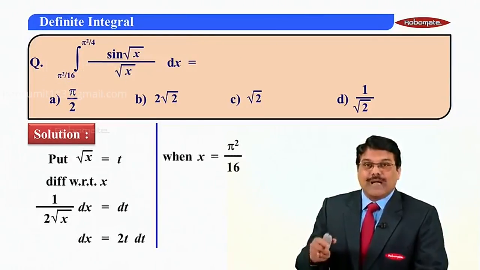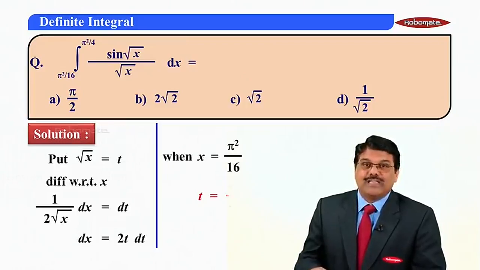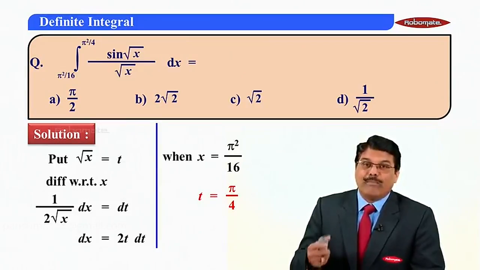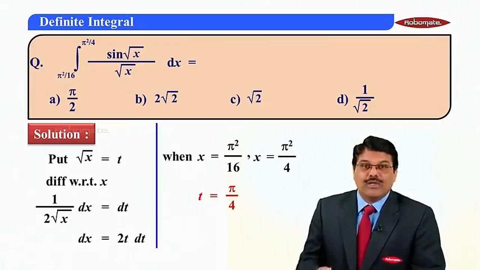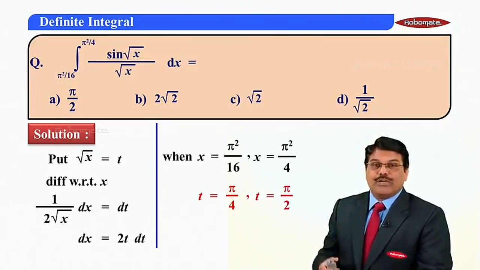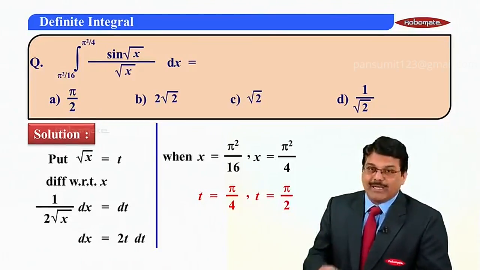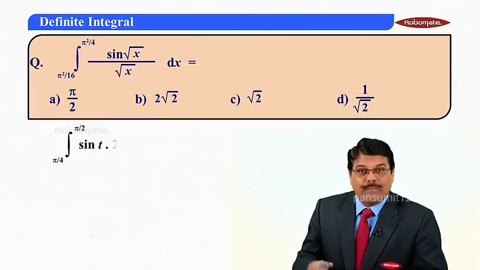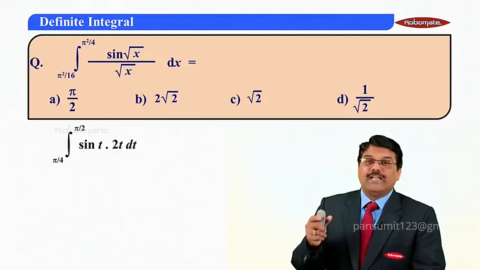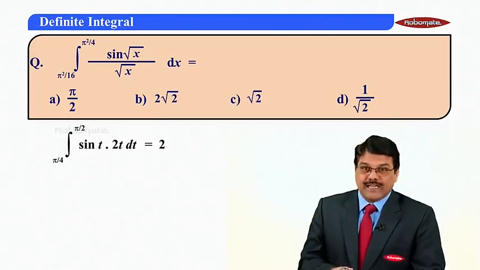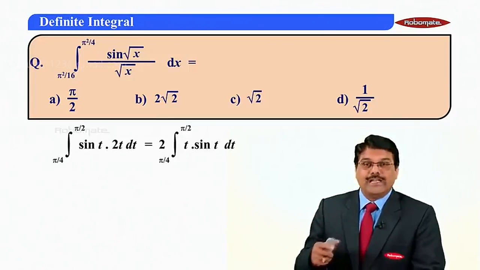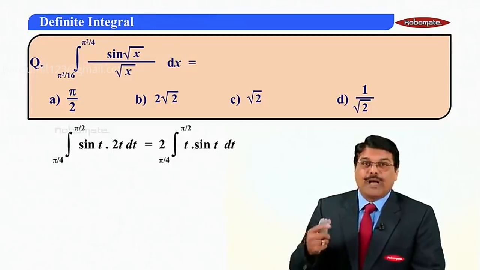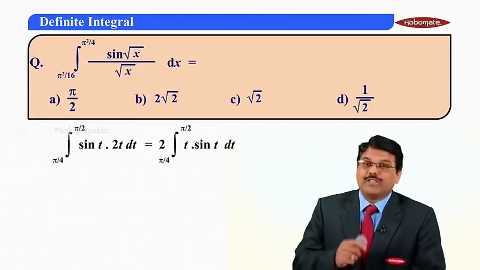So when x is equal to pi square by 16, the value of t, that is root x, will become root of pi square by 16, that is pi by 4. So when x is equal to pi square by 4, t becomes root of that, that is pi by 2. And therefore now the given integral goes from pi by 4 to pi by 2. Here it becomes sin t into 2t into dt, which I can write with 2 outside. Integration goes from pi by 4 to pi by 2, t into sin t with respect to dt.